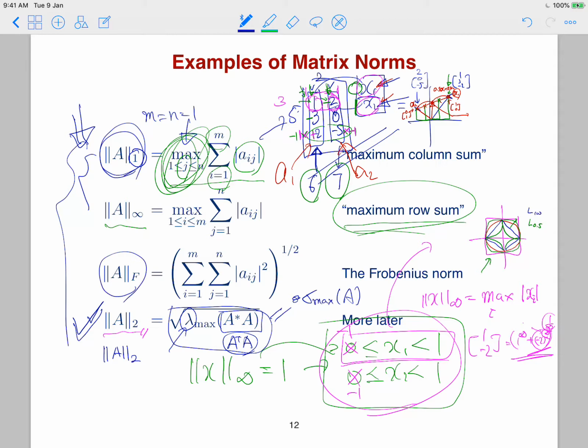And lastly, the Frobenius norm is also a widely used norm. This is not an induced matrix norm. It is just a direct extension of the L2 norm, and it is actually widely used.